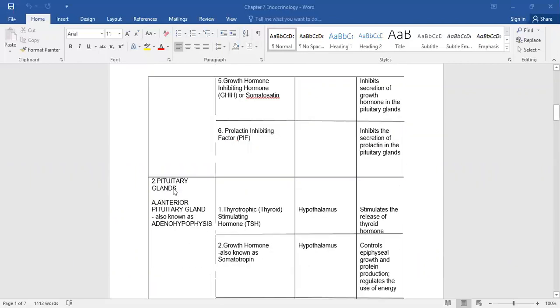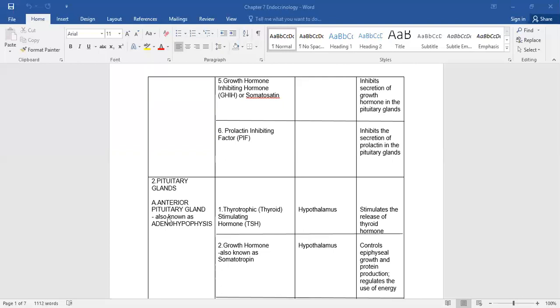Now, we go to the pituitary glands, and the pituitary glands is divided into two. We have the anterior pituitary glands, also known as the adenohypophysis. So the pituitary glands is right below the hypothalamus in the brain, if you can remember the discussion. And I also noted that part of the sphenoid, there's a fossa on the sphenoid bone, which is the hypophyseal fossa, and that is where the pituitary glands is located.